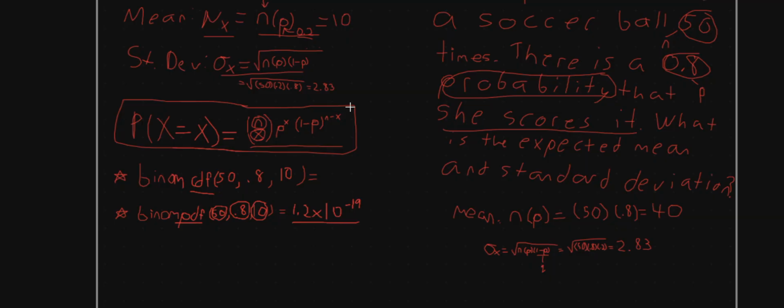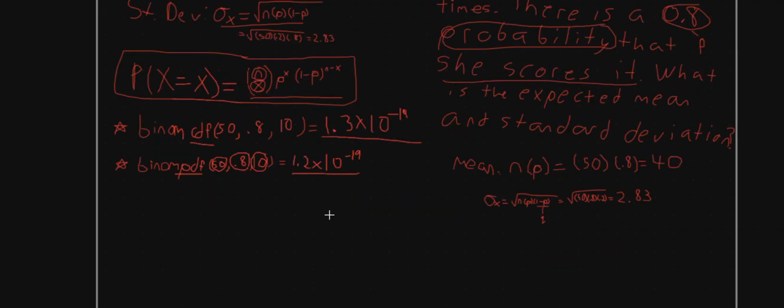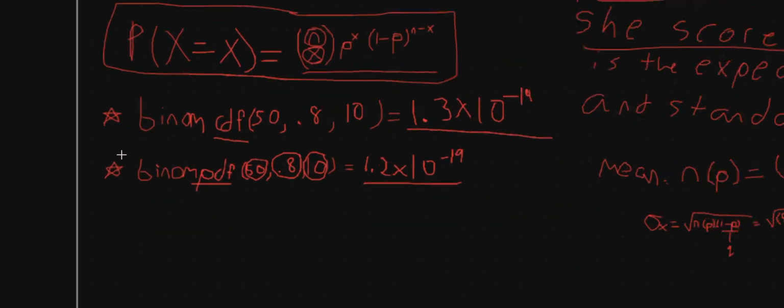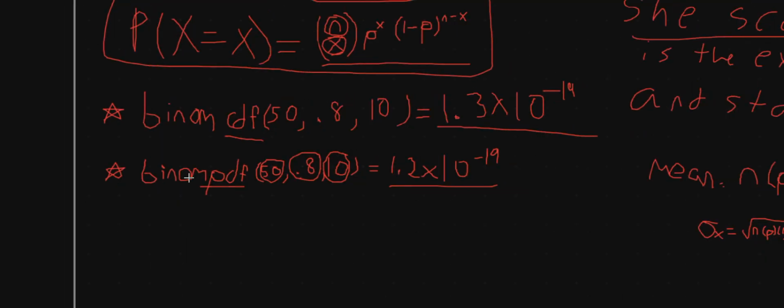Here you get a value of 1.3 times 10 to the negative 19. So in this case, they're pretty close values, but generally the difference is more distinct. The key difference is that this is cumulative. This is more than one, it could be 10, 9, 8, 7, 6. Well, this has to be 10, no more, no less.